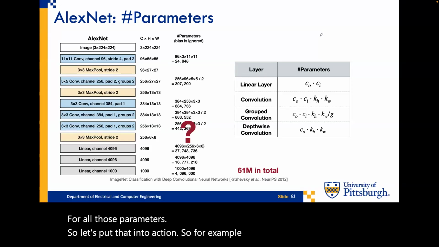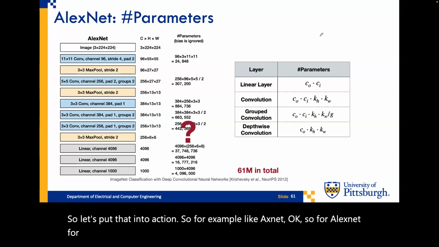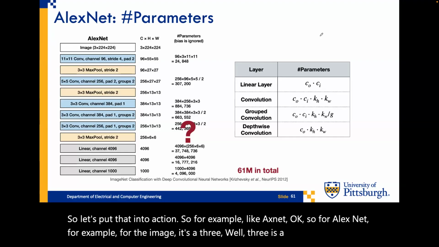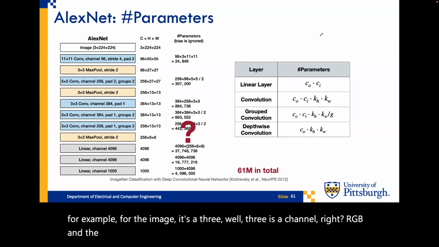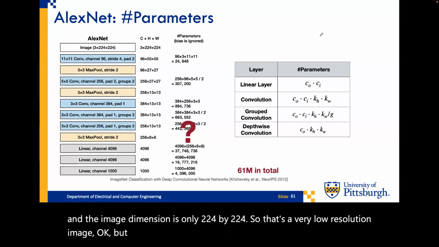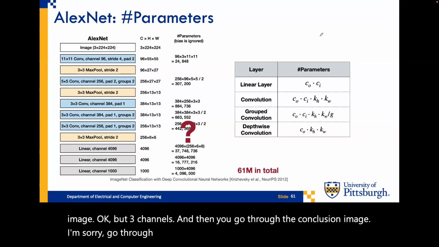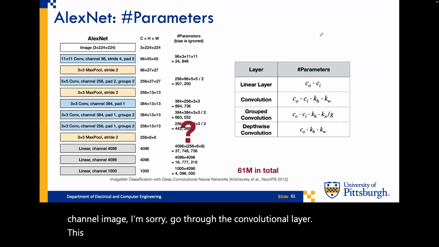So for AlexNet, for example, for the image, 3 is the channel, right? RGB. And the image dimension is only 224 by 224. So that's a very low resolution image, okay? But 3 channels. And then you go through the convolutional layer. This layer has 64 channels.